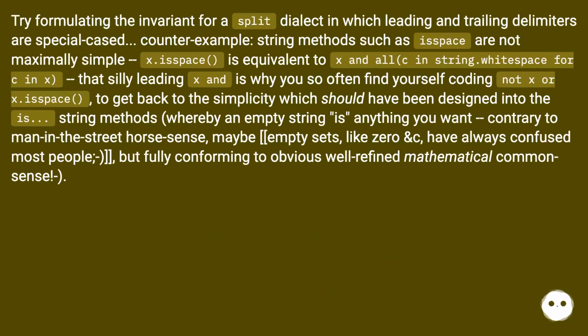Counterexample: string methods such as isspace are not maximally simple. x.isspace() is equivalent to x and all(c in string.whitespace for c in x). That silly leading 'x and' is why you so often find yourself coding 'not x or x.isspace()'. To get back to the simplicity which should have been designed into the is... string methods, whereby an empty string is anything you want, contrary to man-in-the-street horse sense. Maybe empty sets, like 0, have always confused most people. Winky face, but fully conforming to obvious well-refined mathematical common sense.